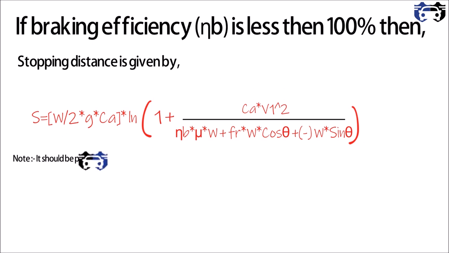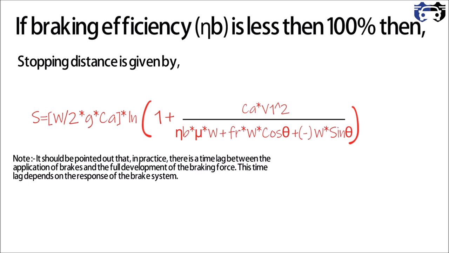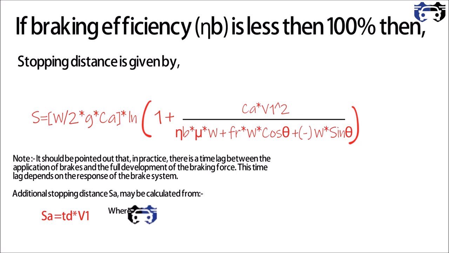There is one thing to note. It should be pointed out that in practice, there is a time lag between the application of the brakes and the full development of the braking force. This time lag depends upon the response of the brake system. So the additional stopping distance SA may be calculated from SA equals TD into V1, where TD is the response time and V1 is the initial velocity. So the final stopping distance will be the sum of these.